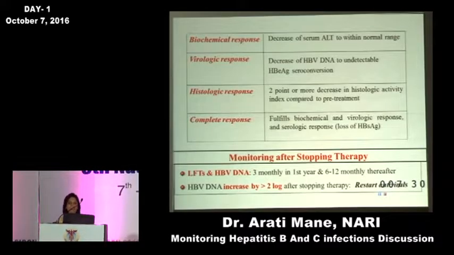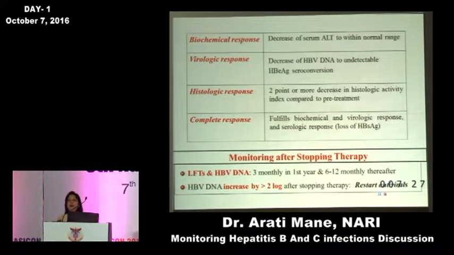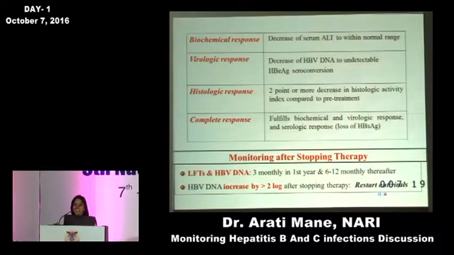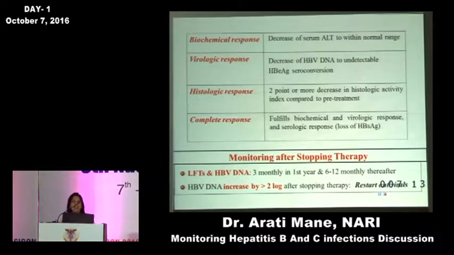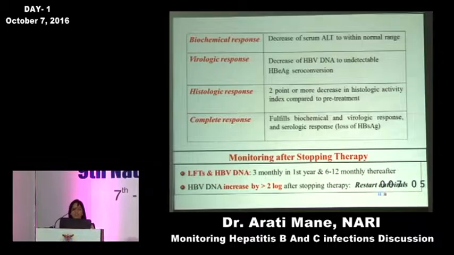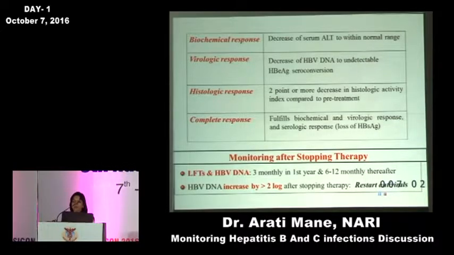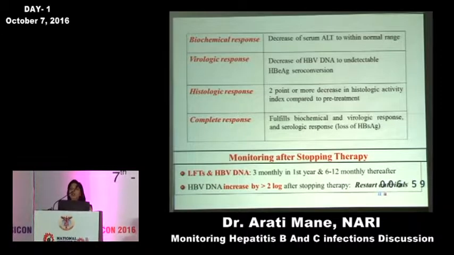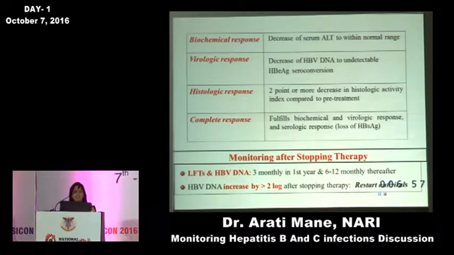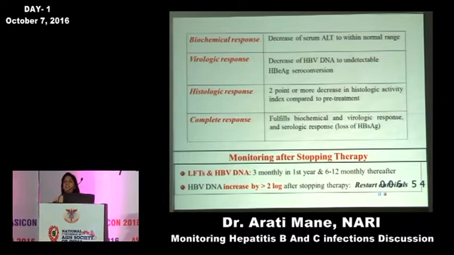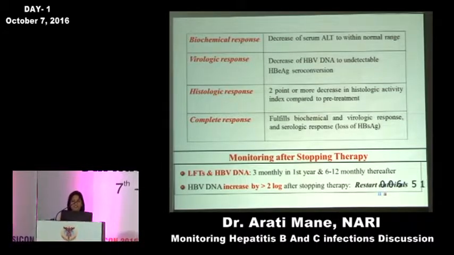Now, what are the endpoints that we are assessing? First is biochemical response, wherein there is a decrease of serum ALT levels to the normal range. We look for virological response, wherein the HBV DNA goes to undetectable levels, and there is seroconversion of hepatitis B e antigen. Then we also look for histological response, wherein there is a 2-point or more decrease in the histological activity compared to the pre-treatment stage. And finally, there's a complete response, wherein in addition to biochemical and virological response, we expect a serological response, that is loss of hepatitis B surface antigen.